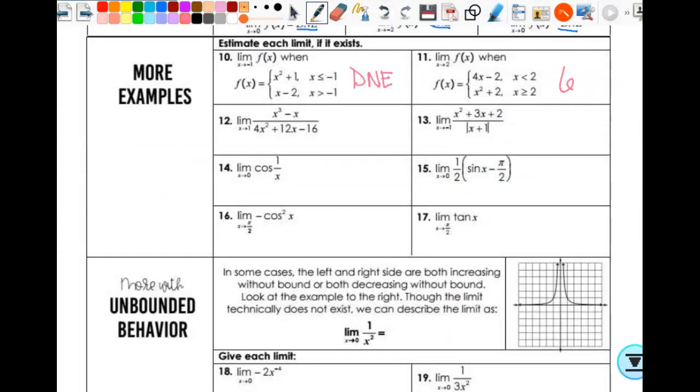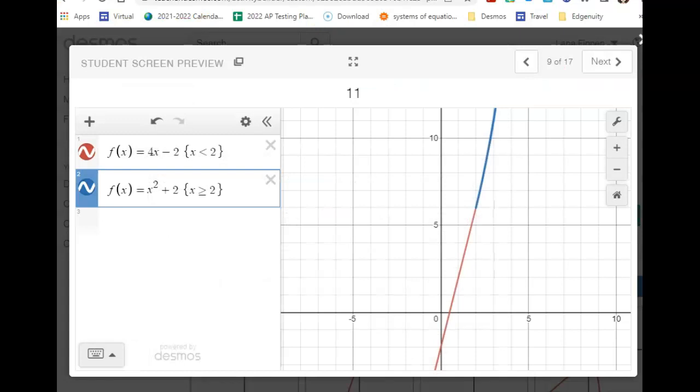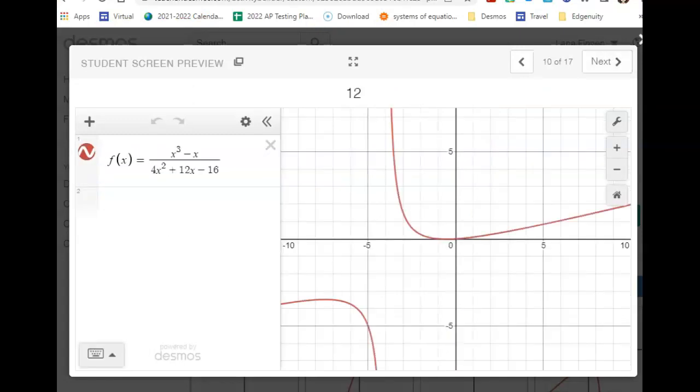All right, so I want you to do 12 and 13 using the graphs and the notes.